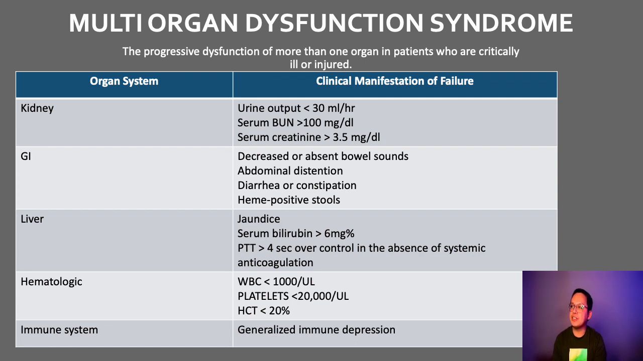GI. There are decreased or absent bowel sounds. So assess and listen to the bowel sounds of the patient in all 4 quadrants. Start from the lower right, up to the upper right, then on the opposite side, left upper and then lower. Okay?